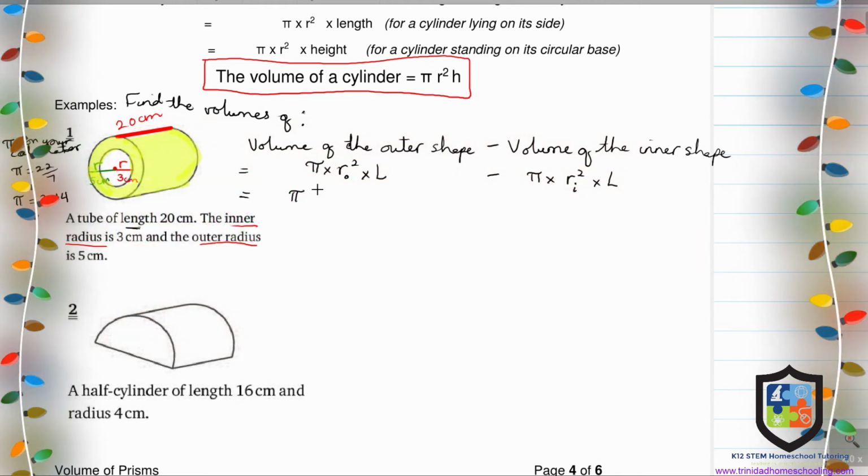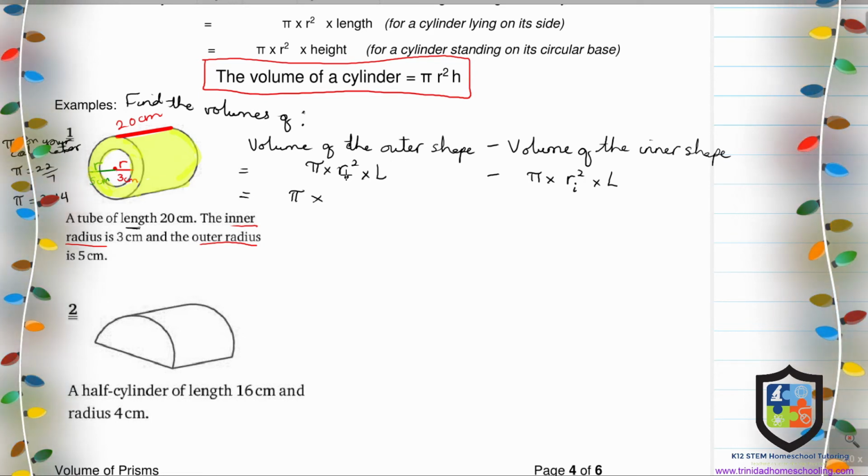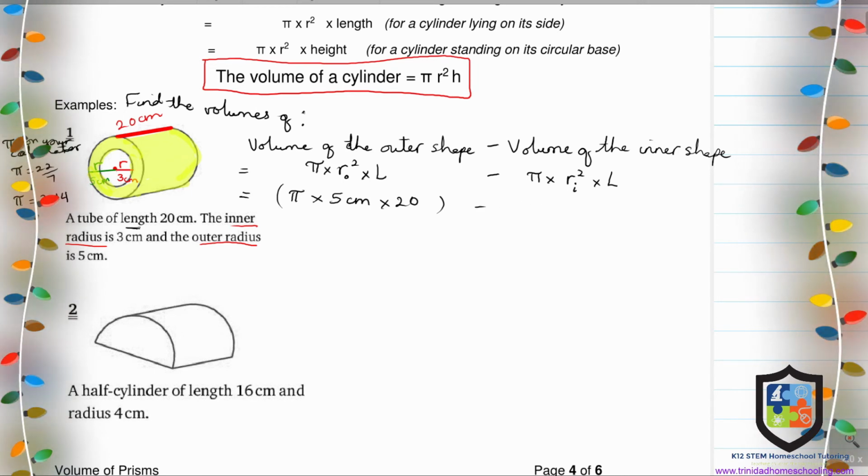Alright, so I'm going to be using pi on my calculator. The r, the radius of the outer shape, which is the larger one, is 5 centimeters. And the length is going to be 20. And I'm going to subtract the value of the inner volume, which is pi. The radius here is 3 and the length is the same, 20. Now make sure you square your radius, okay? That needs to be squared.